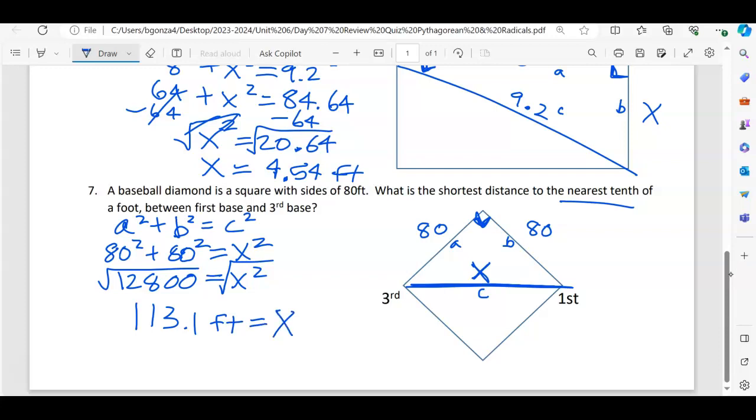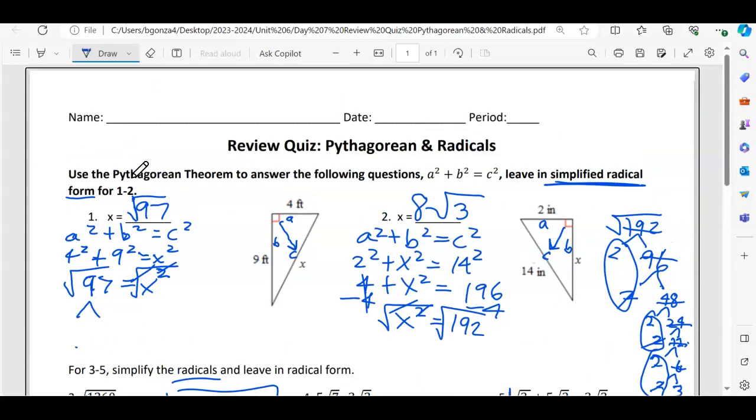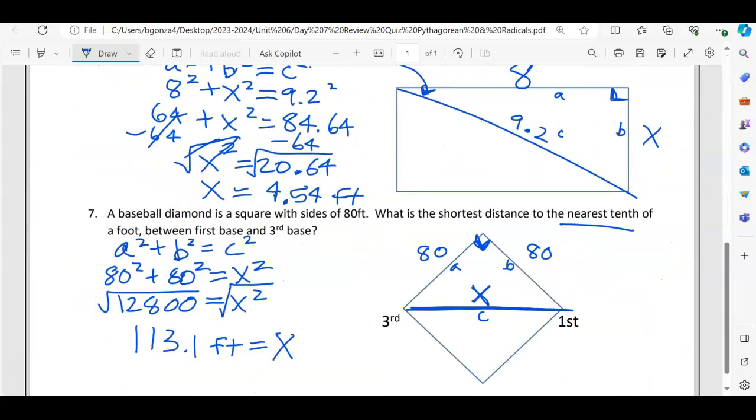All right, that's it. Your quiz is just like this. Please make sure you do your review, bring it, study it, bring it on the quiz day. Be ready to do some radicals and some Pythagorean theorem.